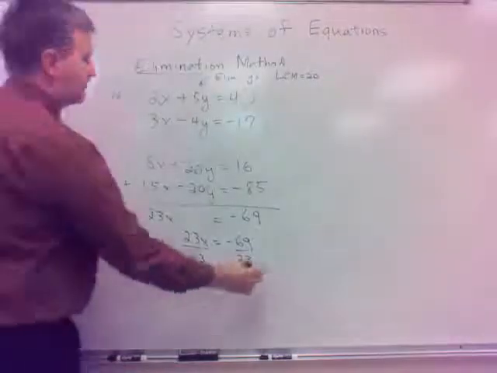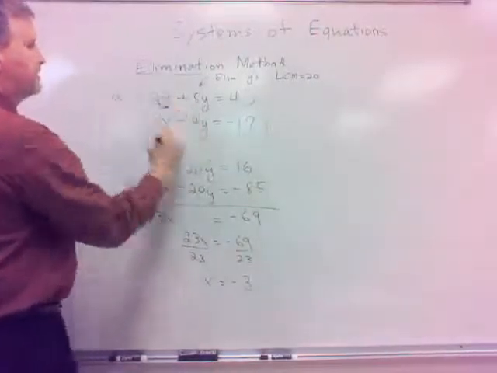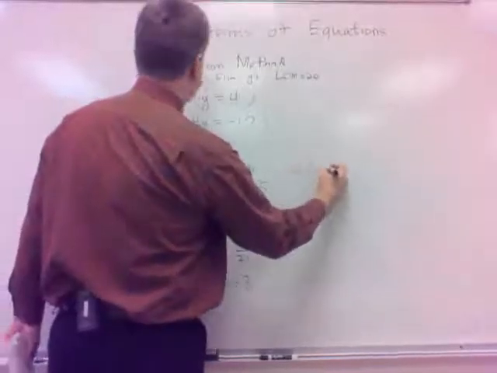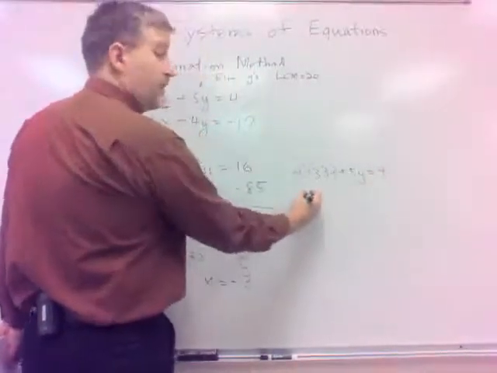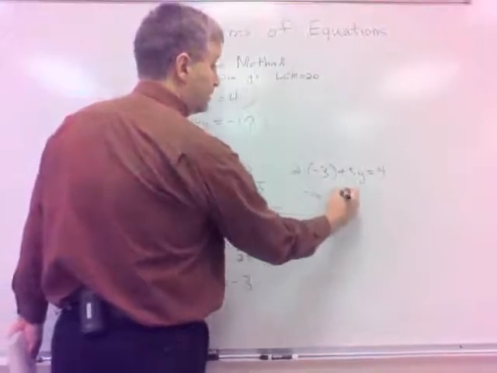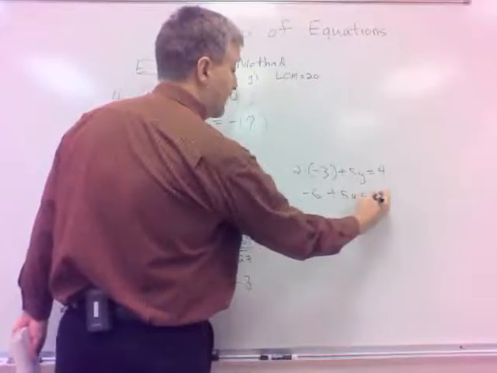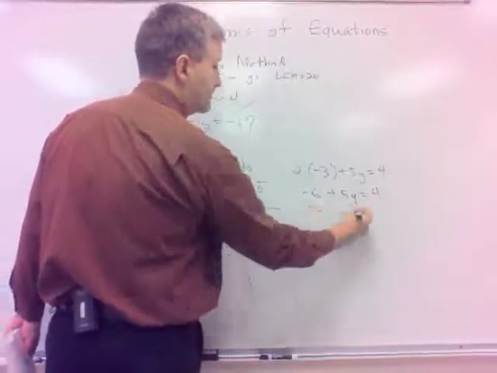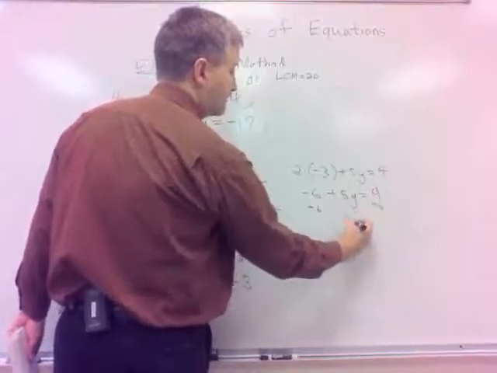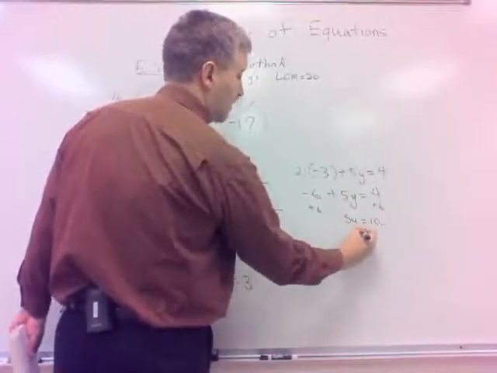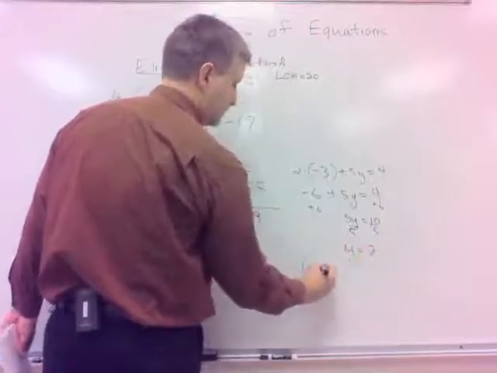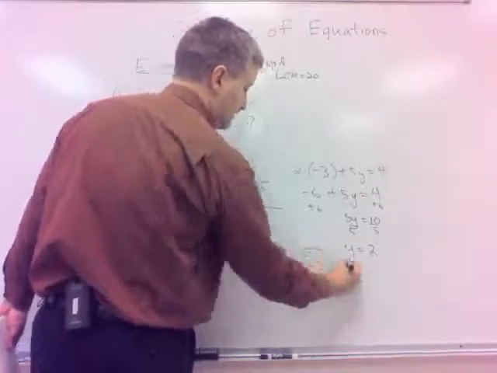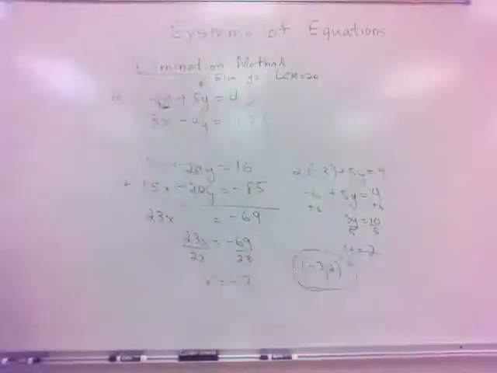Well, if x is negative 3, I can just plug it in. 2 times negative 3 plus 5y equals 4. You can find the y. So negative 6 plus 5y would equal 4. Add the 6 and divide by the 5. I get y to be 2. Yeah, so there's our solution.